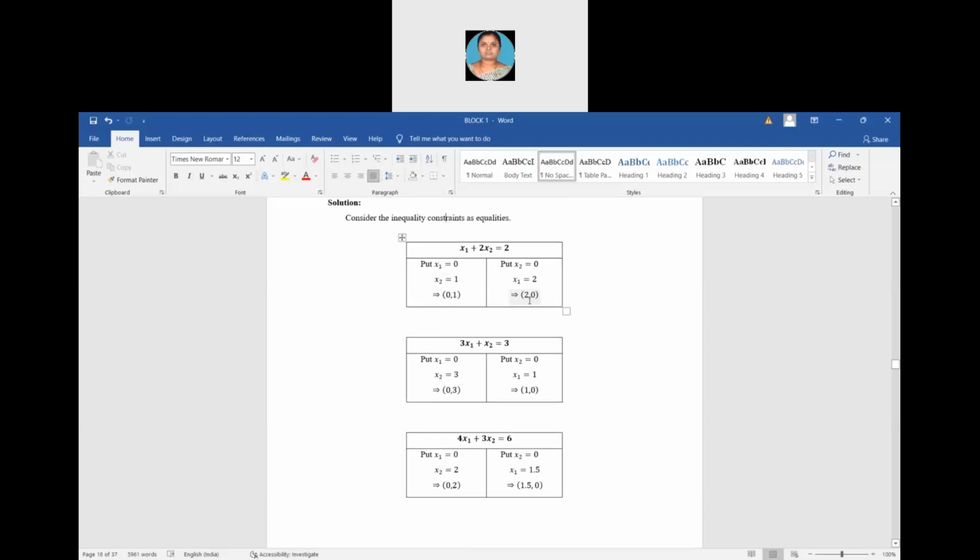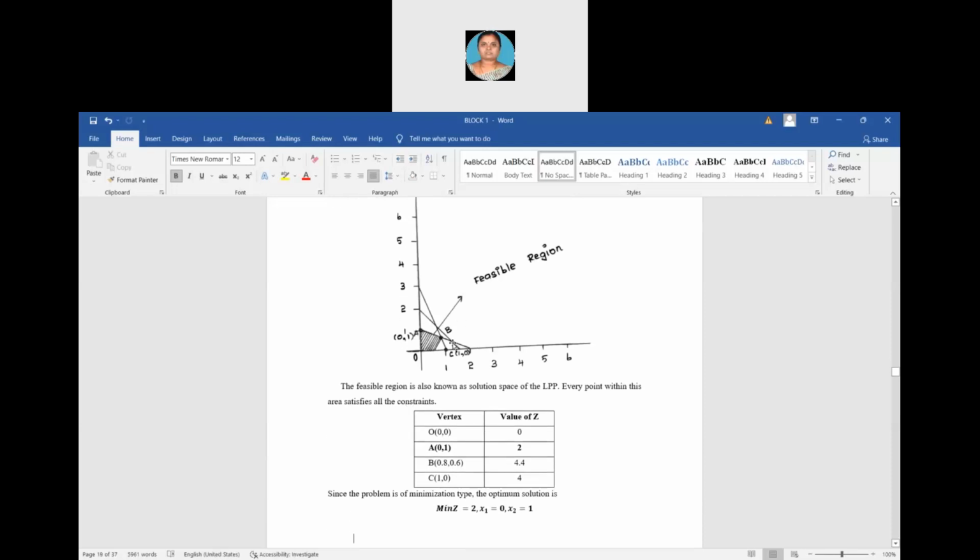So 0, 1 and 2, 0, we can have it like this. 0, 1, 2, 0 means this line. And we can draw a straight line. Similarly, for other values also, we can draw a straight line, and we can mark which region is common for all. Which region is common for all, we have to mark it, and the shaded region is common for all.